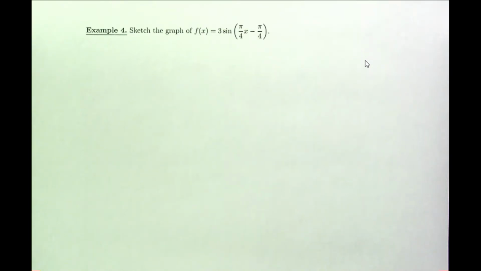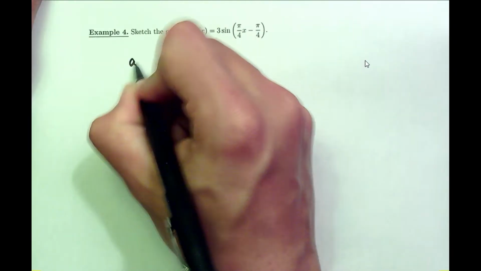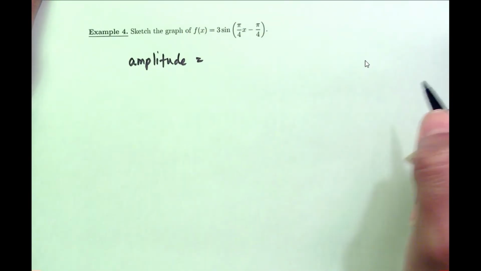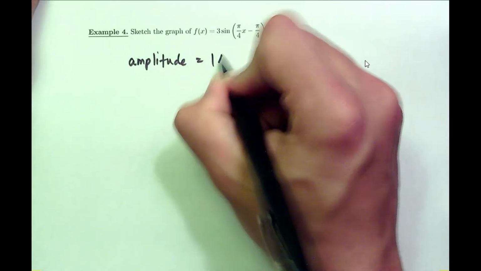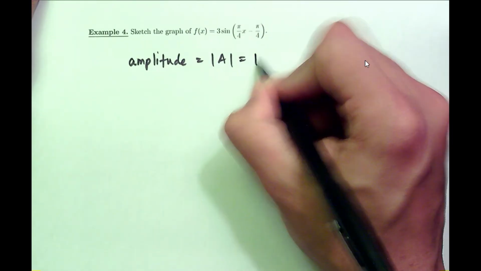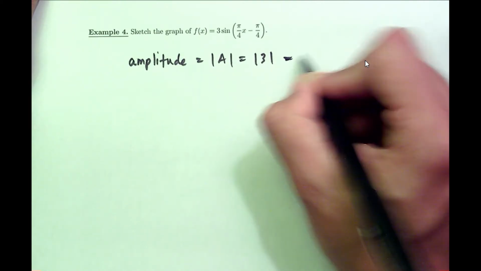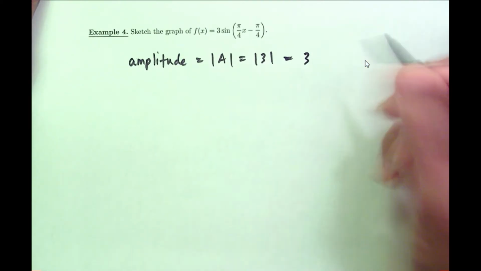Okay, now let's do another example. This one says 3 sine of (pi over 4 x minus pi over 4). All right, so let's start the same way as the other one. Let's start by finding all the main things. So first, the amplitude. The amplitude is the absolute value of A. In this case, A is 3, so we're talking about the absolute value of 3, which is just 3.